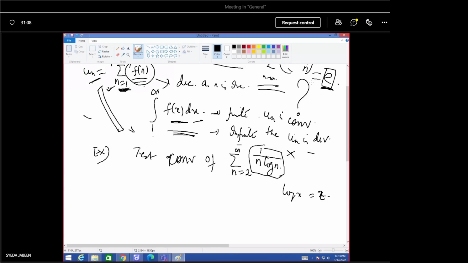Okay, take another example. Test the convergence of this series: summation of n equal to 1 to infinity of n square e to the power minus n cube. I'm repeating it again: n square e to the power minus n cube.